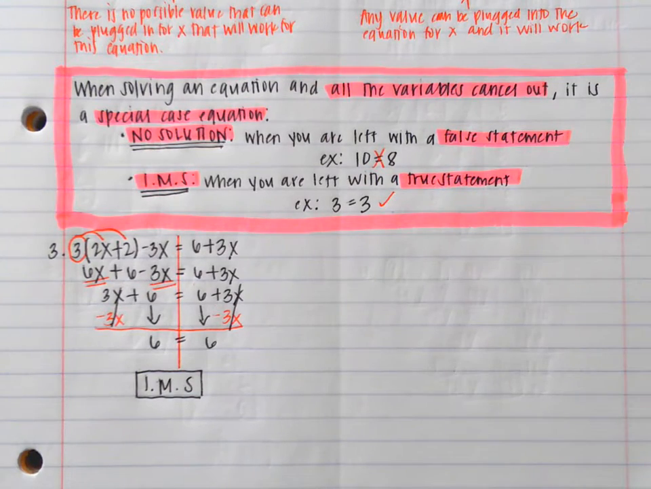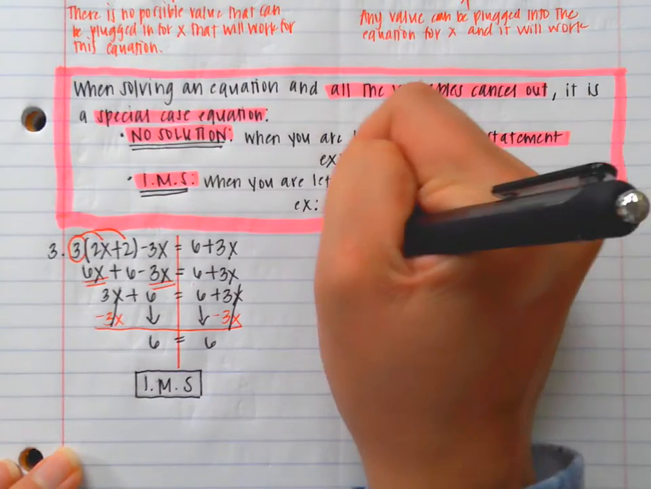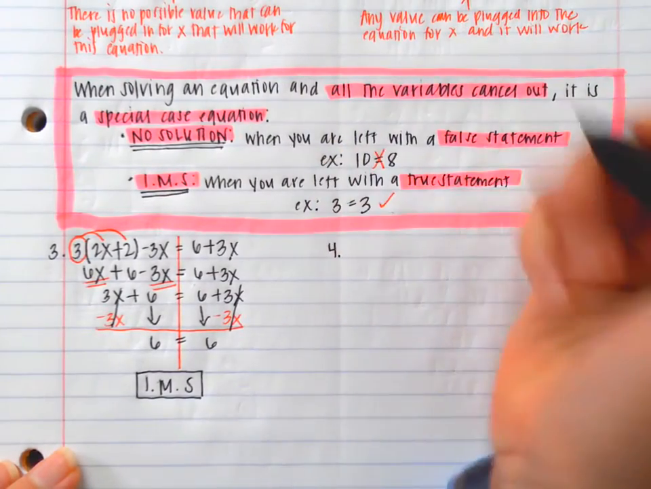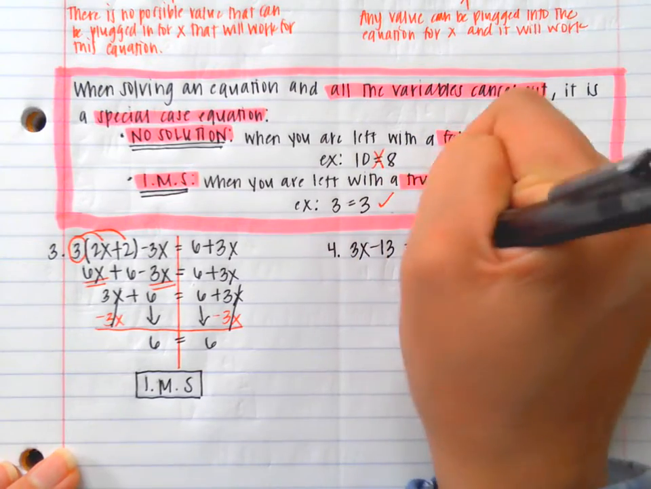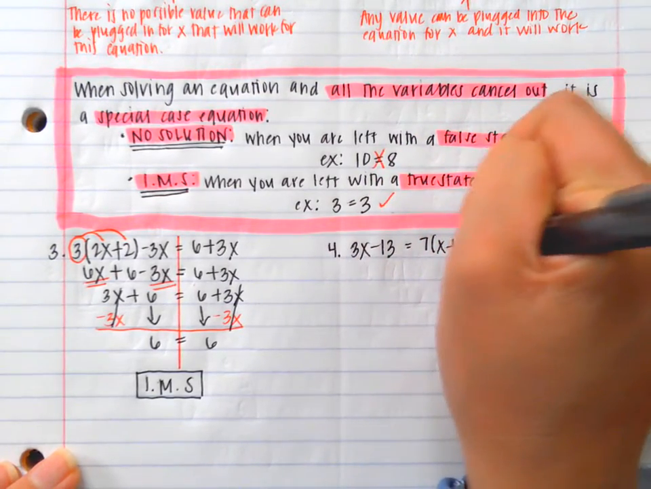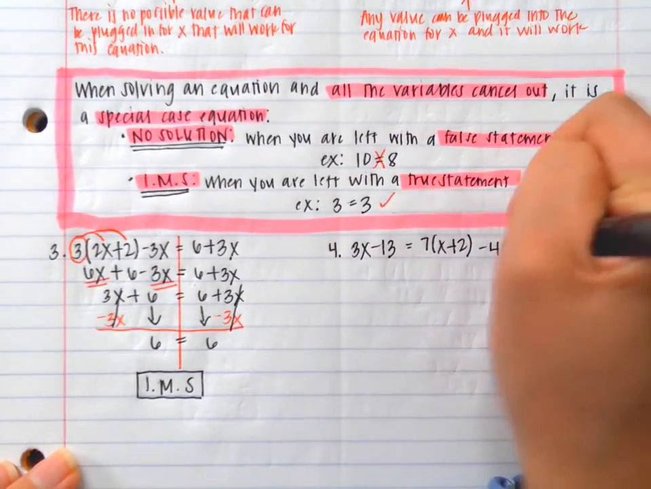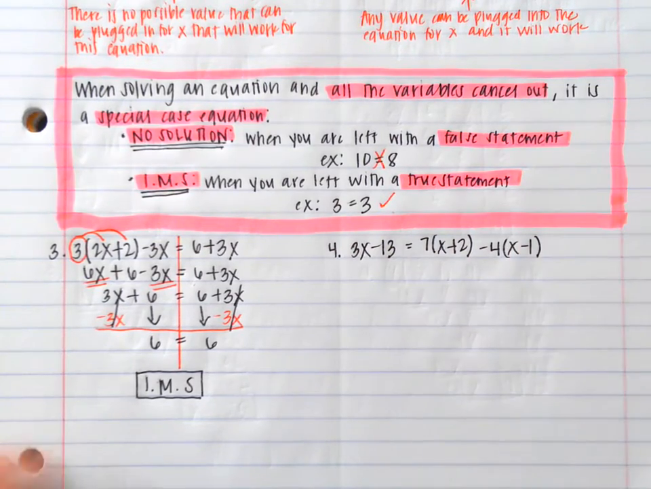Okay, so let's try another one. So you have 3x minus 13 equals 7 times x plus 2 minus 4 times x minus 1.